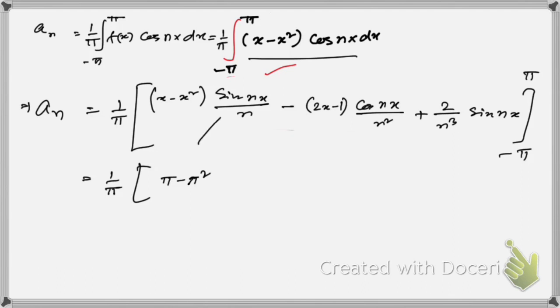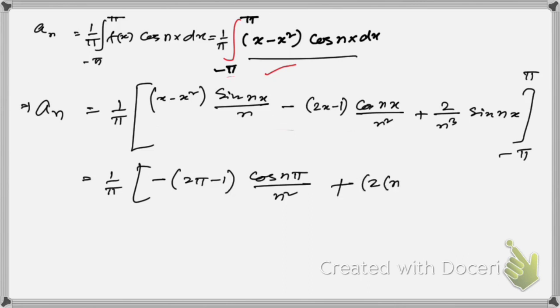So why have we ignored these two? Because sine n pi is 0. So here, we have to consider this term only. So minus 2 pi minus 1 and cos n pi by n square. Again minus, because of this minus there will be plus, then again 2 minus n pi, minus pi, so minus twice pi, minus 1, and cos of n minus pi, that's going to be again cos n pi, because cos of minus theta is cos theta simply. So although you have put minus pi, you're going to get cos n pi by n squared. So that's what you're going to get.